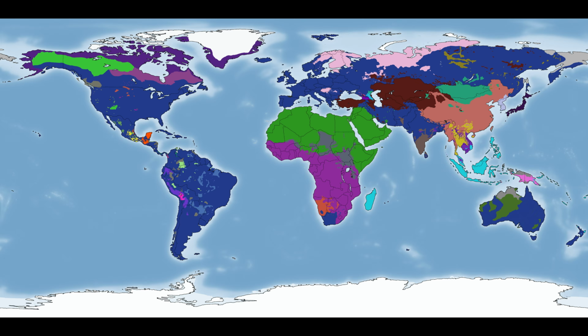Many of the largest and most well-known languages on Earth are part of this family, such as English, Spanish, Portuguese, Russian, Persian, and Hindi. Of course, the worldwide spread of these languages is mostly due to colonialism.